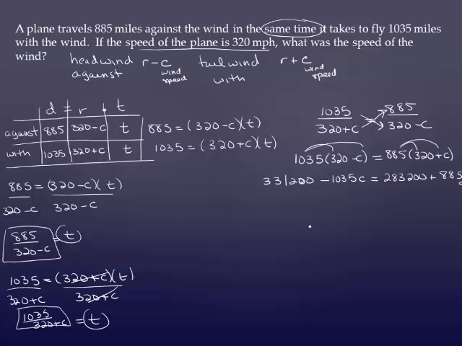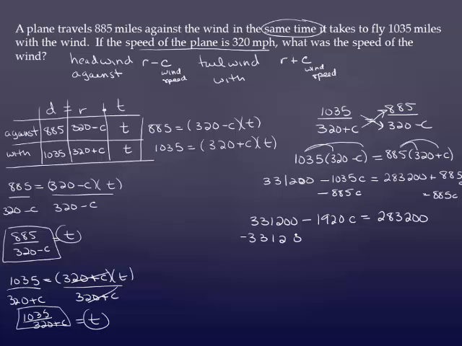Okay, so I'm going to subtract 885C from both sides. And I'm going to get 331,200 minus, okay, so now since the 1035 and the 885 are both negative, I add them together, and I will get 1920C is equal to 283,200.